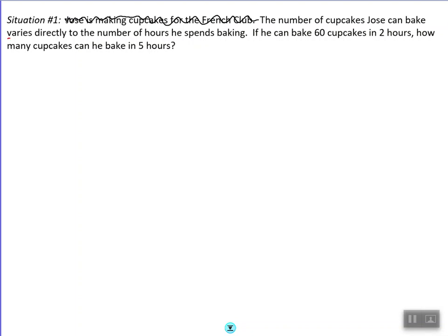Here you see the words varies directly, so we can figure out our equation from this sentence. In previous problems, it always said y varies directly with x, or h varies directly with p, or it gave us some variables. Here it doesn't. But we know that the number of cupcakes varies directly with the number of hours. So I'm going to use c for cupcakes and h for hours. So my equation will be c equals kh.